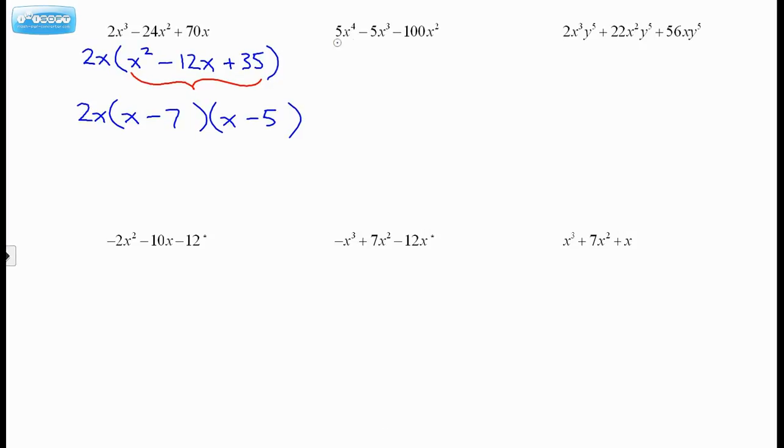Next one. I know I can factor out a 5, but I can also factor out an x squared. So the GCF is 5x squared, which leaves x squared minus x minus 20. Remember, if you don't factor this out correctly, you're not going to be able to complete this trinomial. So we want two numbers that multiply to negative 20 but add to negative 1. I don't think that's too difficult to find.